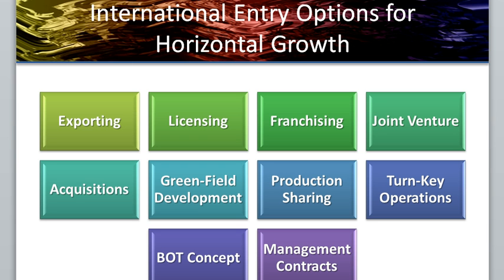And the last is a management contract. If a large corporation has a particular pool of talented managers, it can offer a contract under which it uses some of its personnel to assist a firm or host country for a specific period of time.